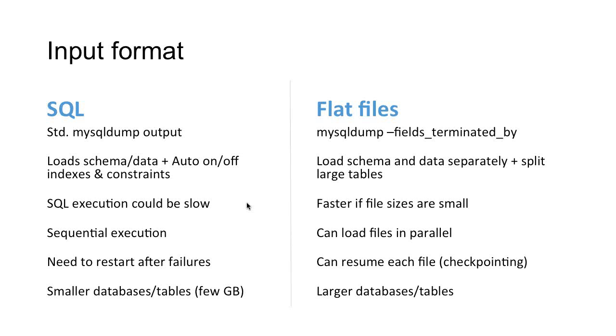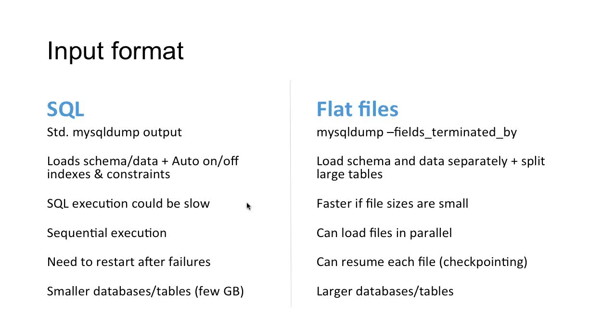When I use a flat file, it is faster and it can load files in parallel, because I can set a load command and the load will happen in parallel. And I can resume each file. So I don't have to start from the beginning if it fails. If one of the files fails, I can say, start from this file onwards. I have 10 files, the 8th file failed, I'll start from the 8th file onwards, because I can do checkpointing. It's well suited for larger databases and tables.